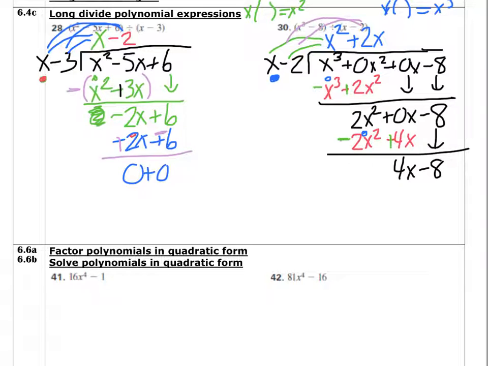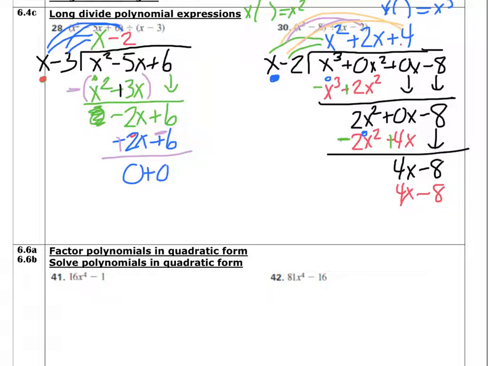So now we have to say, what do you have to multiply x by to this time make it a 4x? Clearly what we're missing here is the 4. And it's a positive 4, so say that it's plus. Now we're going to do the multiplication one more time. So 4 times x is a positive 4x. And then 4 times negative 2 is a negative 8.